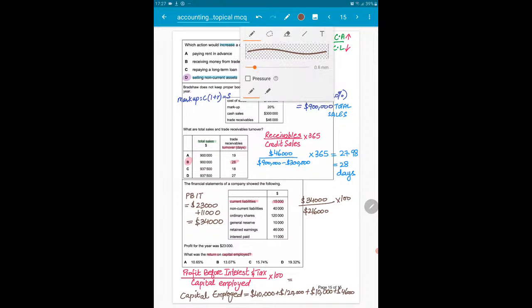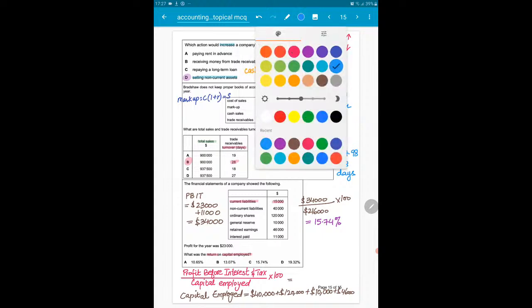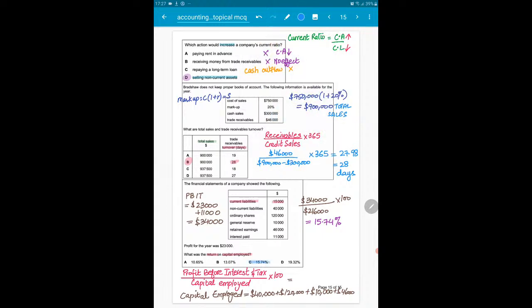So the final answer, by using a calculator, is 34 divided by 216 into 100. You are going to get 15.74%, and we have an option C here, 15.74%. So that is our final answer, 15.74%.